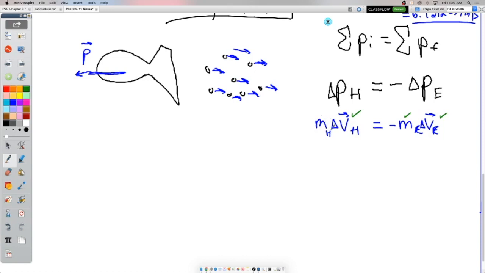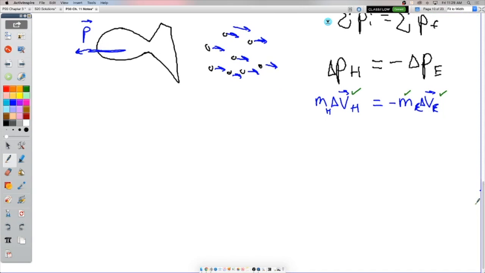If we can figure out the total mass of hydrogen required, we know the mass of one hydrogen, so take the total and divide by the mass of one, and that will tell you the number of hydrogen ions possible, or necessary. Okay, so just a quick manipulation here because we want the mass of hydrogen, so we'll just divide by the change in velocity of the hydrogen ions.